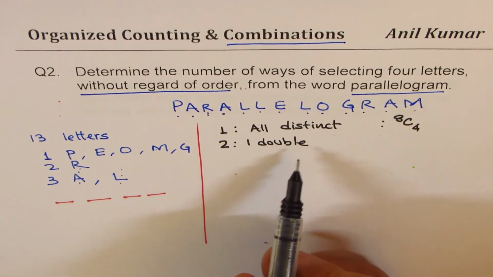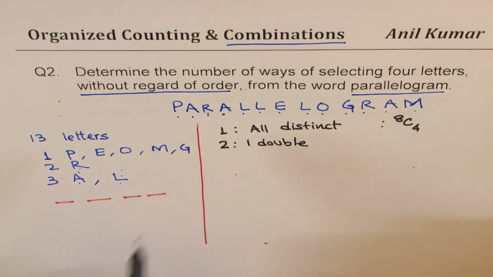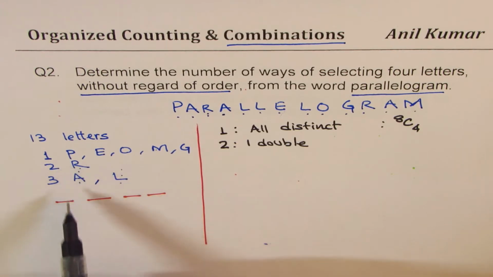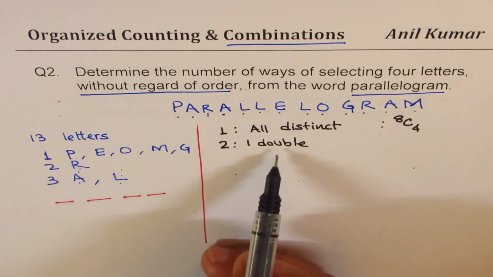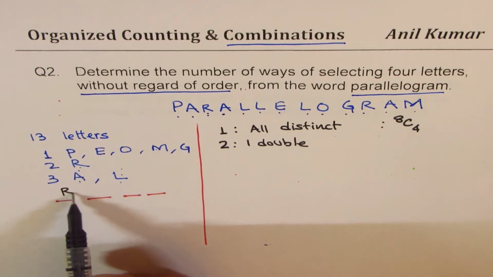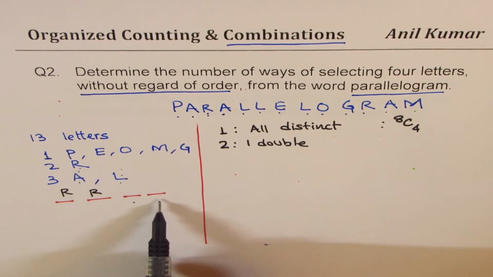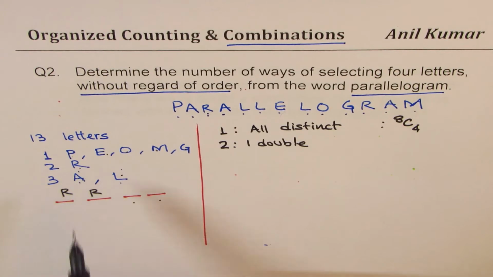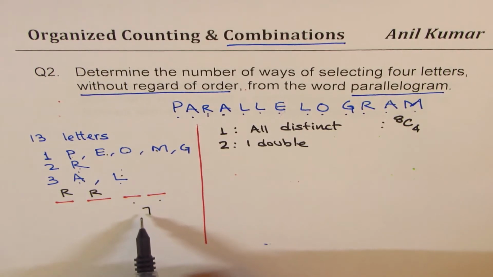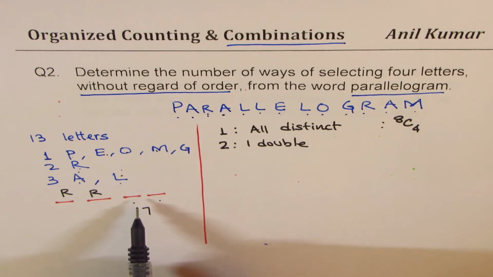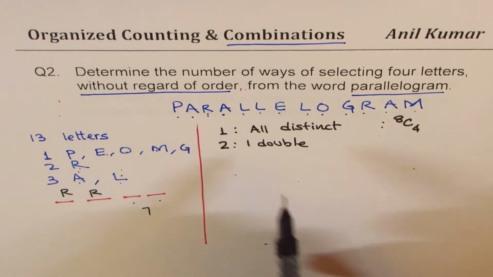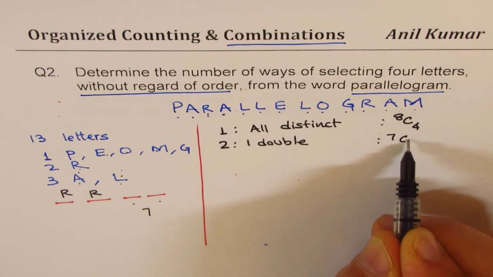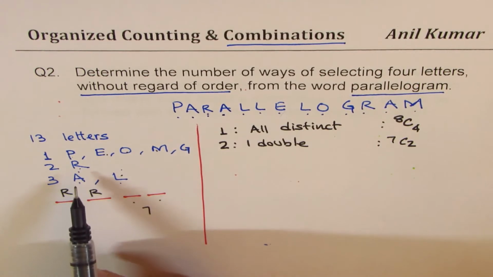Now, when I say one double, what do I mean? I mean, for example, these three, R's, A's and L's, we could have two of them. So there are two scenarios for one double. If I take R's, then in these positions, what is left? We could actually place 1, 2, 3, 4, 5, 6, 7 of these guys, right? So we have to select from 7, 2. Do you see that? So that really means that for one double case, I have to select from 7, 2.